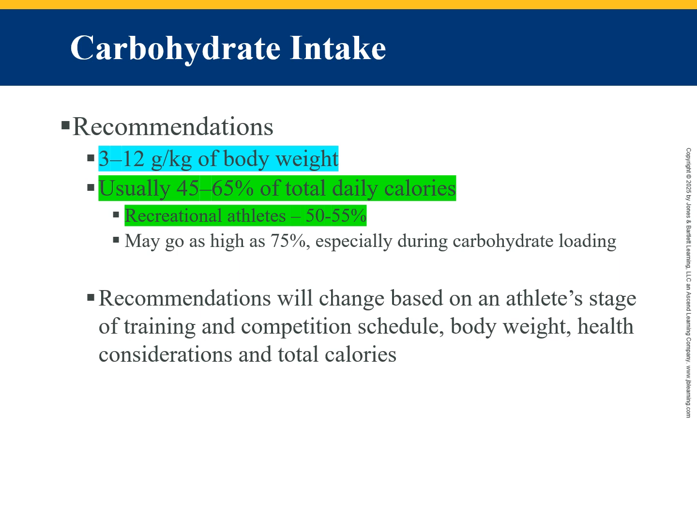The recommendations come in 2 ways. Now, the RDA is 130 grams for adults and children, and again, that's just how much the brain needs per day. But the range of what we need for performance can be calculated 2 ways. It can be calculated by body weight or by percentage of total calories.